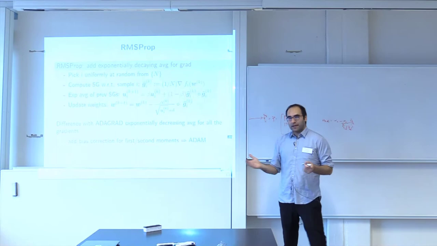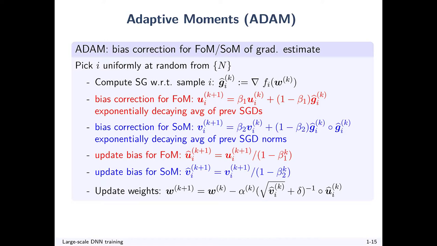Okay, so let me move on to talk about one more algorithm, and this is Adam. This is like the state of the art for training neural networks. It is a state of the art algorithm that is being used in deep learning packages, everything like that. So just to give some intuition about the steps, what are they trying to do?